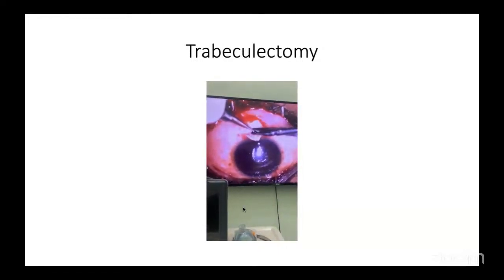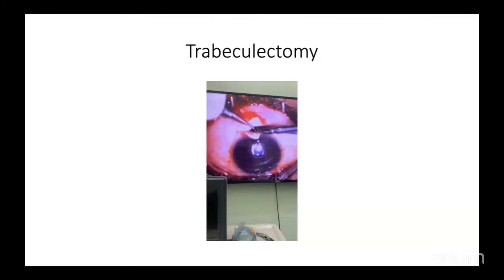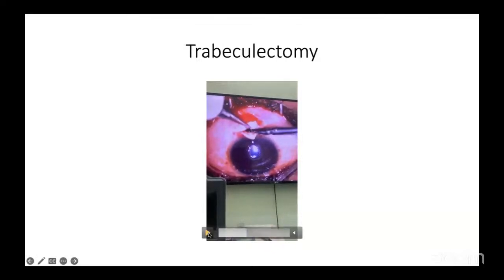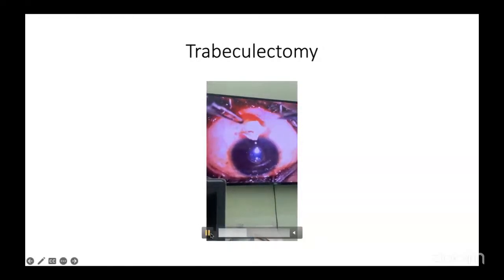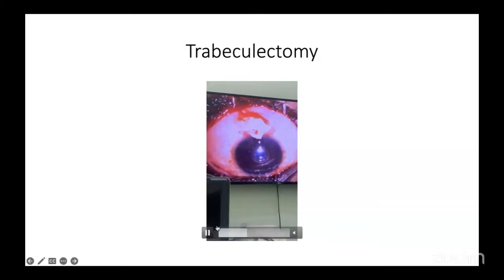Exactly. So the scissors is at the base, so you can actually make the scissors flat on the surface of the eye as you cut, as the iris is being excised. Exactly. So now that's what is done.